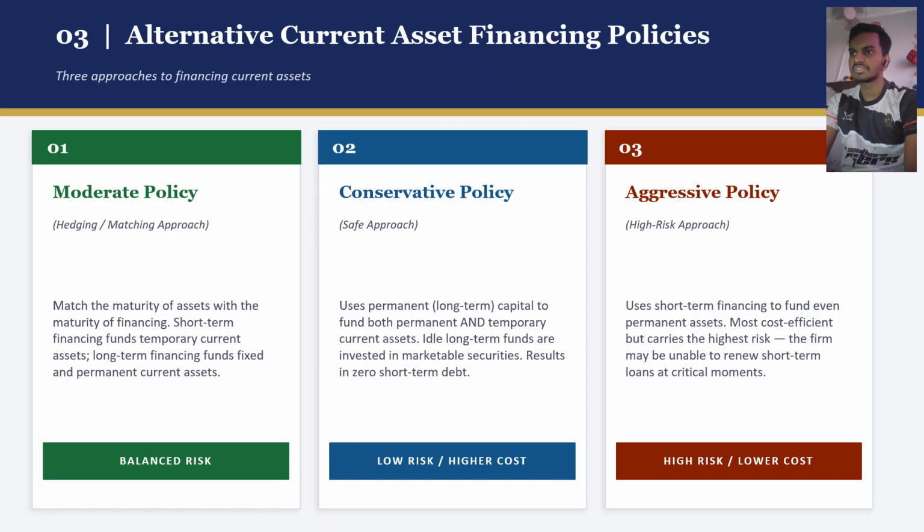Aggressive policy: a high-risk approach. It uses short-term financing to fund even permanent assets. It is the most cost efficient but carries high risk. The firm may be unable to renew a short-term loan at a critical moment. High risk and low cost.